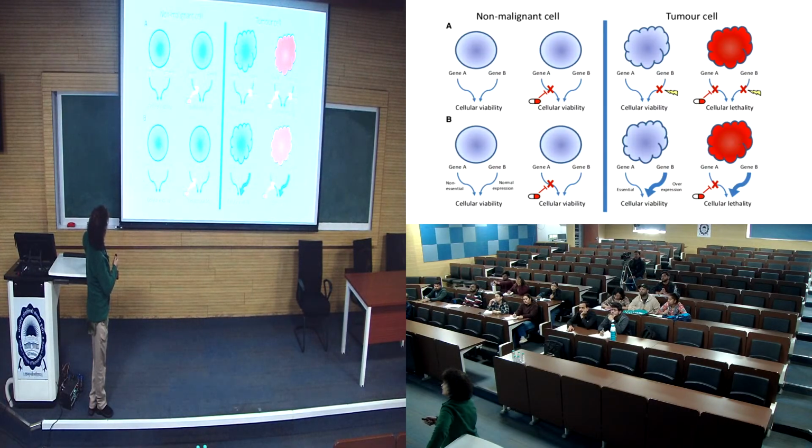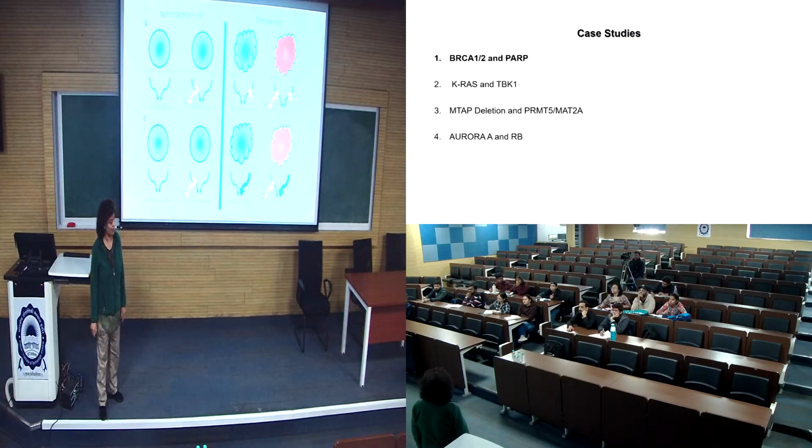This is exactly what is shown here. Non-malignant cells have 2 ways to attain cellular viability. So whether you delete gene A or gene B, it remains viable. But in tumor cells, one is already defective. So if you inhibit the other one, they die, and normal cells live.